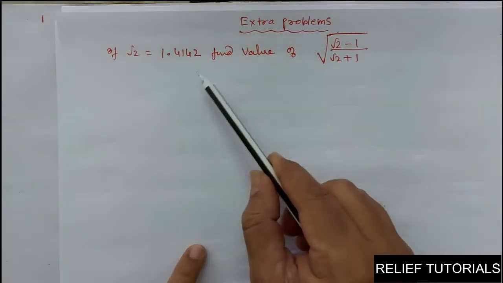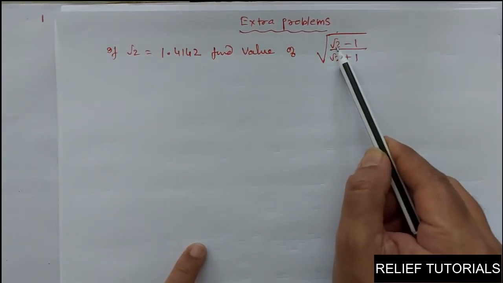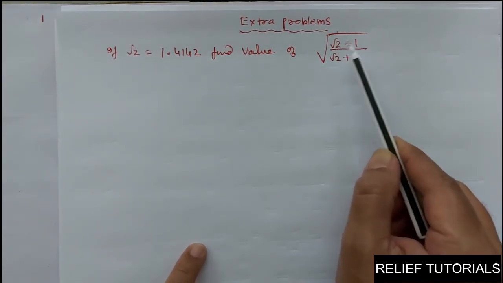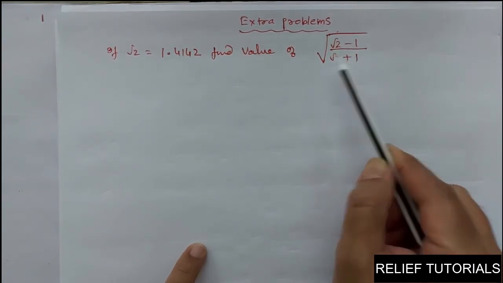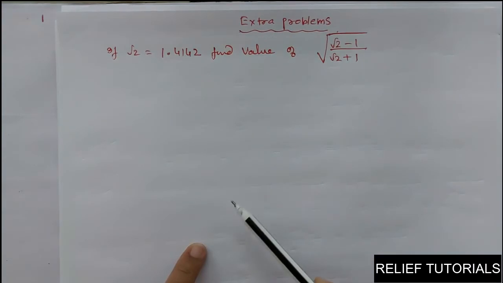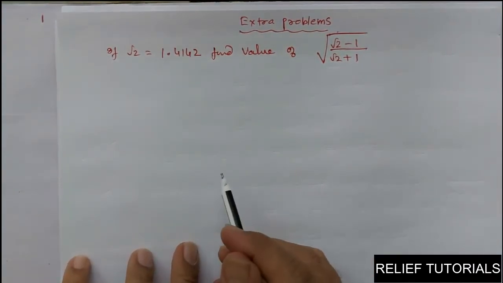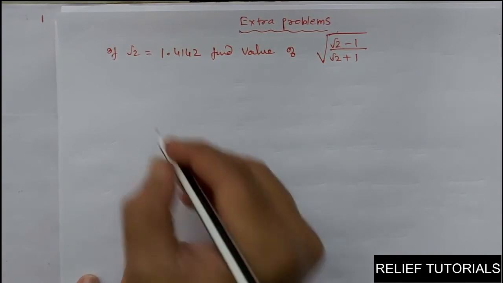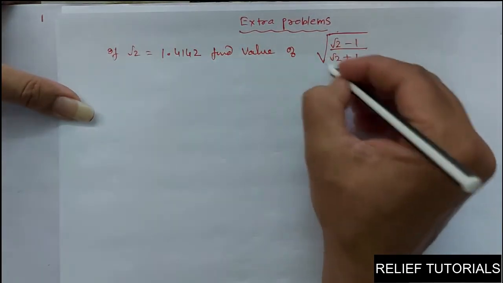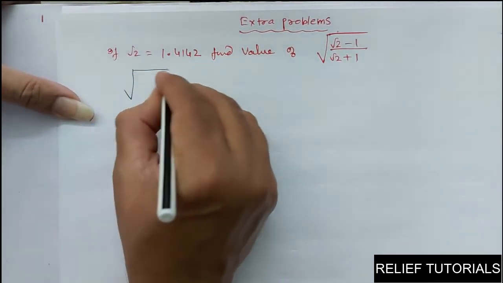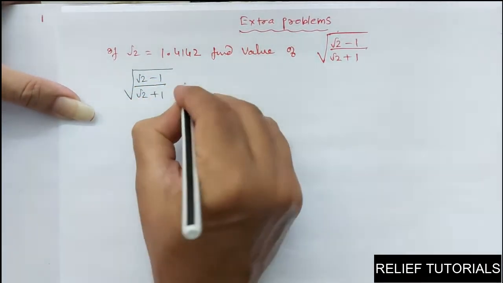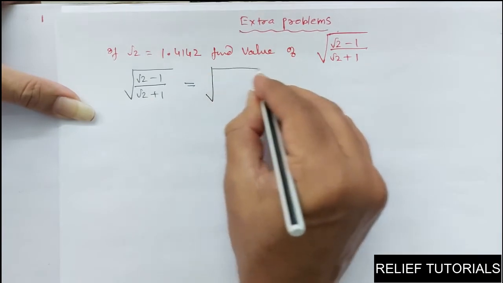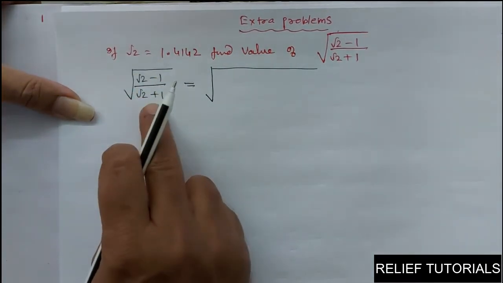So one way of finding the value is you will put the value of root 2, 1.4142 minus 1, and 1.4142 plus 1. So you will get a rational number, then you have to find the square. So it will be very tedious and time consuming. So what will you do here? Now here, see, I will solve this first: root 2 minus 1 upon root 2 plus 1. So now what I will do, friends? I will rationalize the denominator.